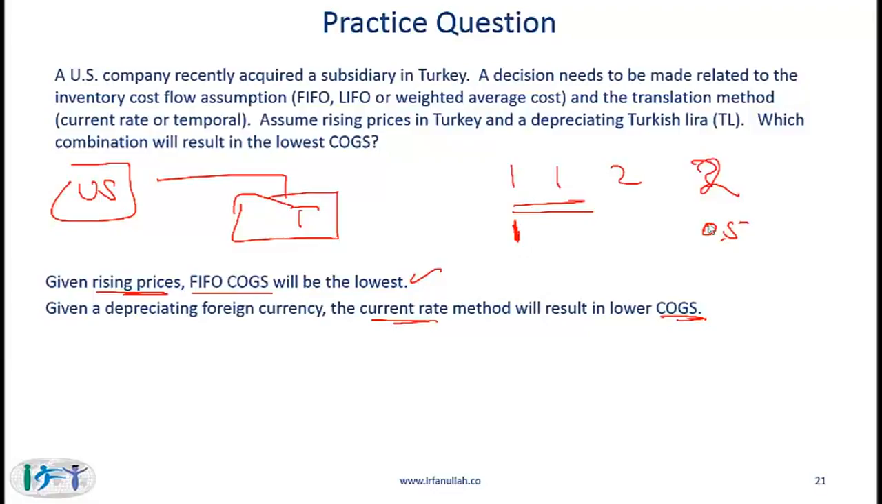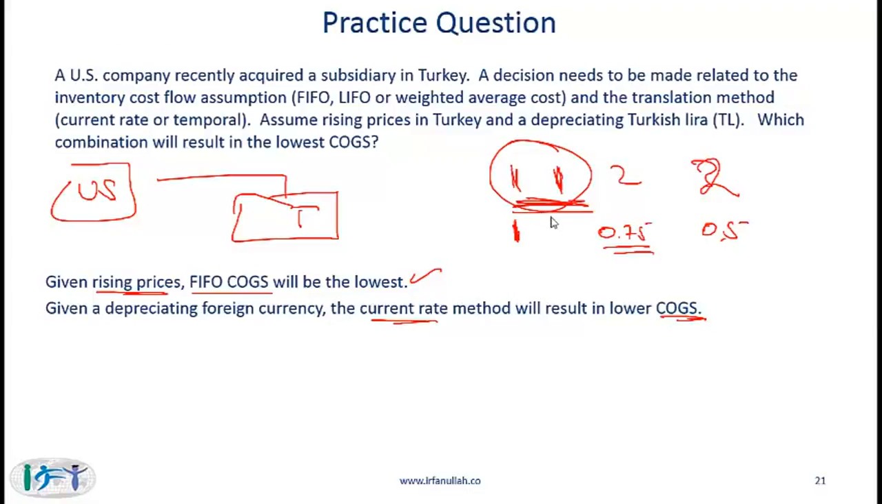We can then say that on average the exchange rate was 0.75 over the year. This is the rate that will be used by the current rate method. What about the temporal method? The temporal method is saying that we use the rate that was in effect when these items were sold. The items were sold early in the year, and when they were sold, the cost that we are using is the cost based on early in the year.